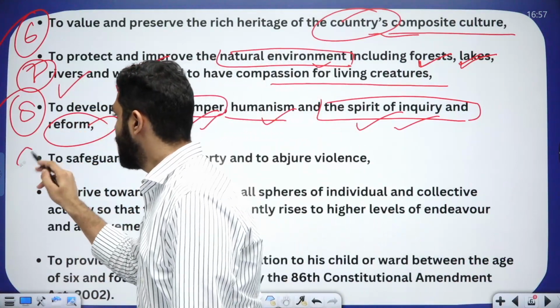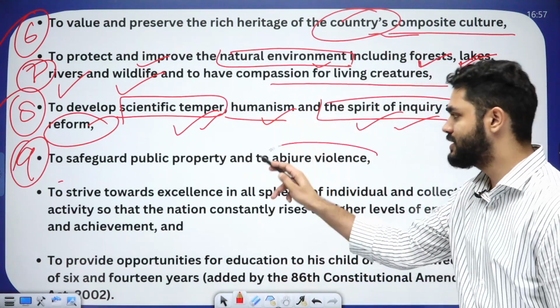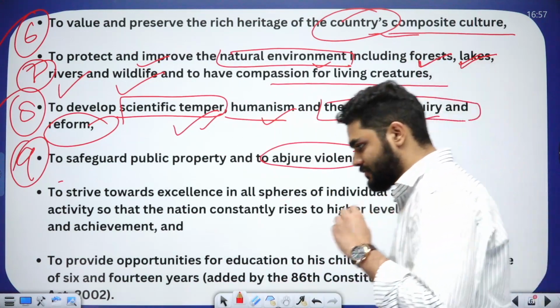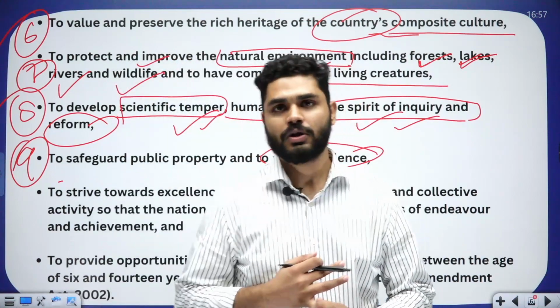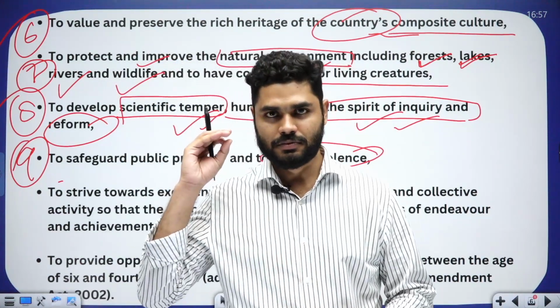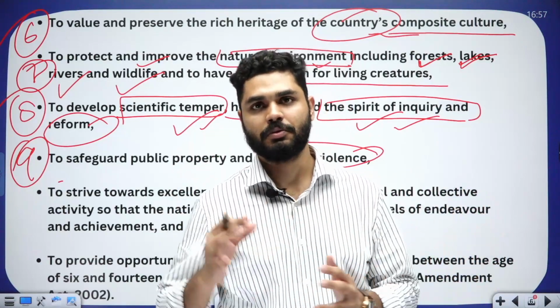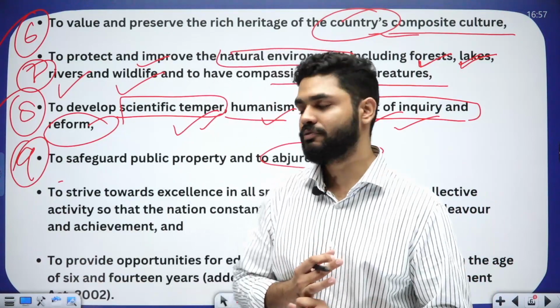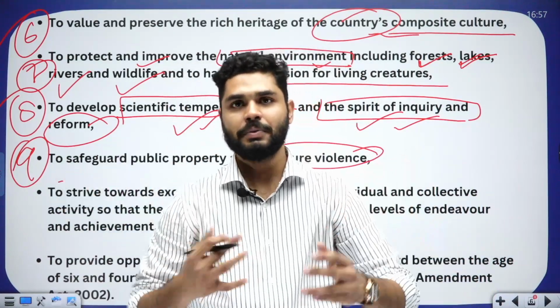Another thing is to safeguard public property and abjure violence. You have been given fundamental rights. There are DPSPs, which are moral things which need to be done for the people of the country, though the government is not very much answerable for them. But in a democracy, people can vote you out.